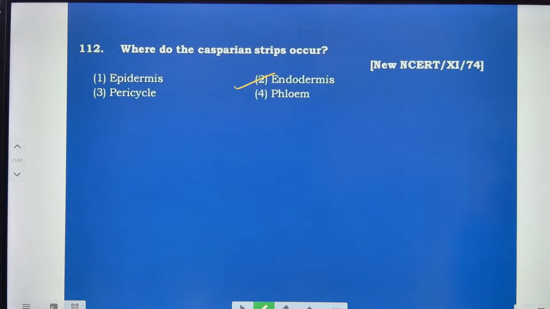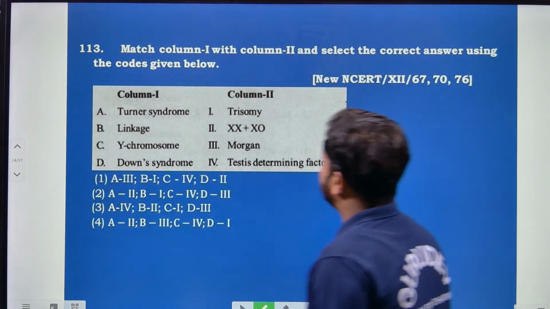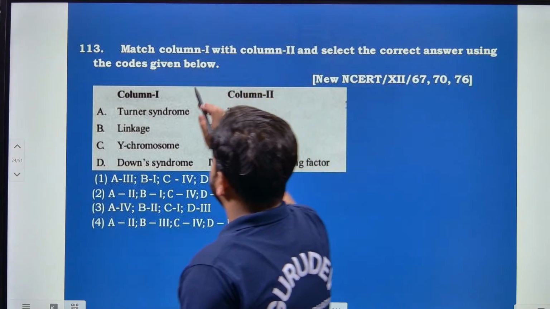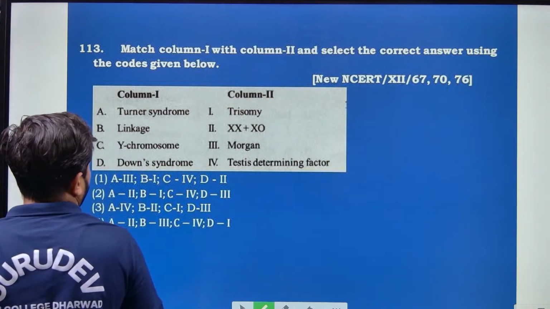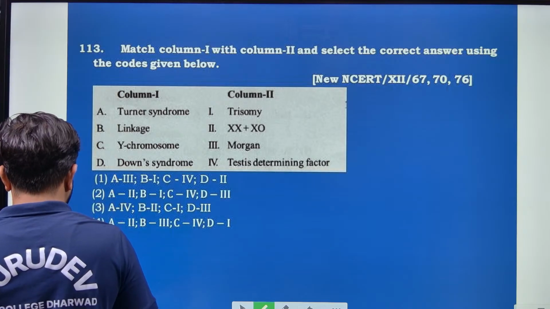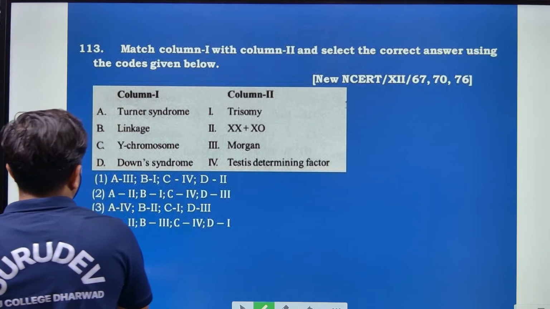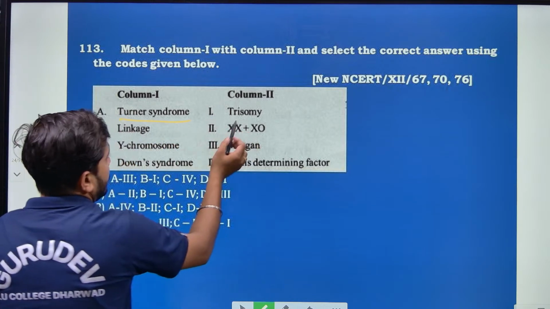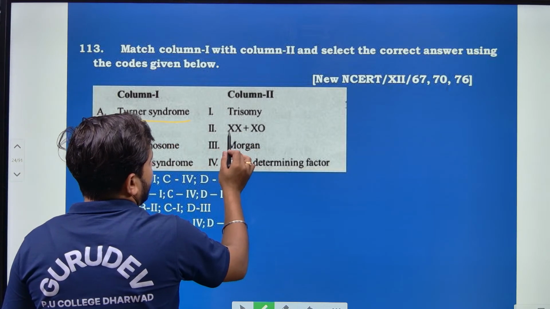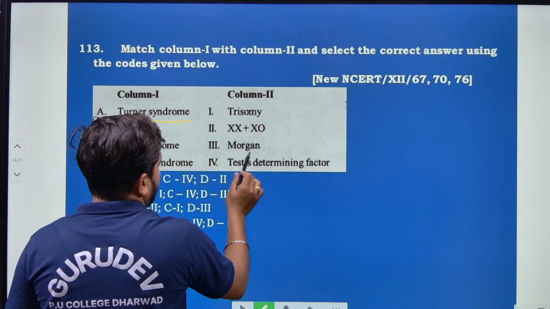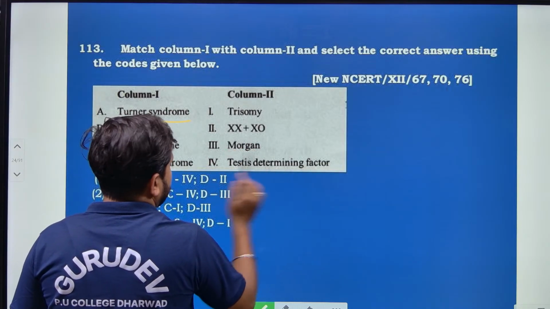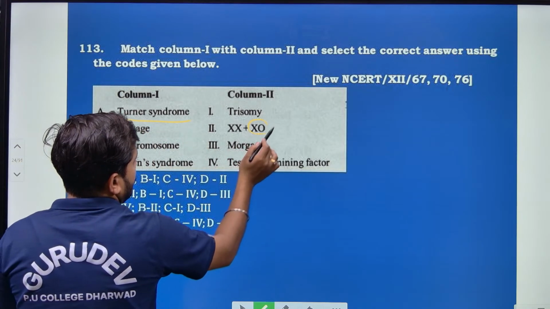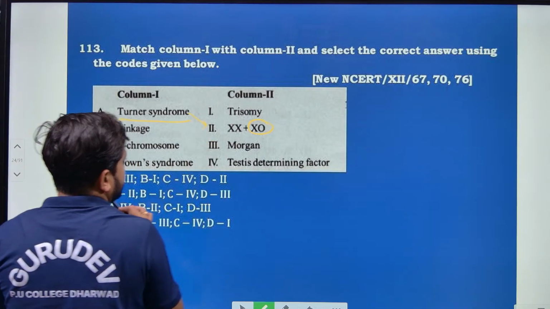Then the next question is, match column 1 with column 2 and select the correct answer using the codes. So we have to find the correct answers. Here, if you consider Turner syndrome, it is XX plus X naught, or Morgan, or a testis determining factor. According to this, Turner syndrome is related to X naught. So here option 2 is correct.